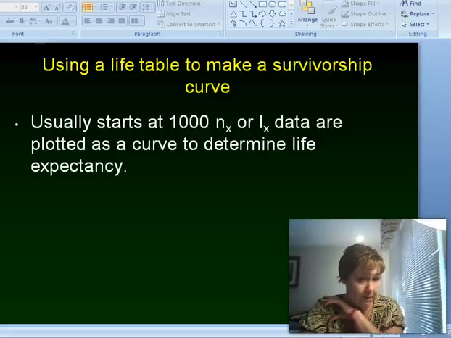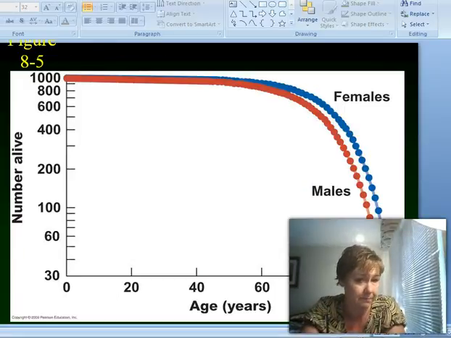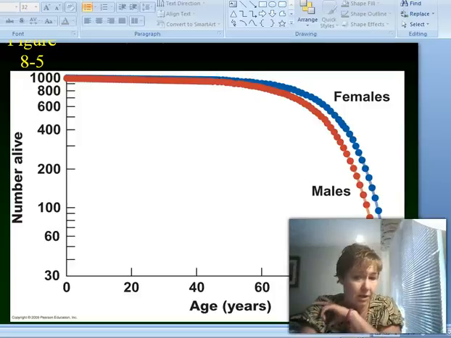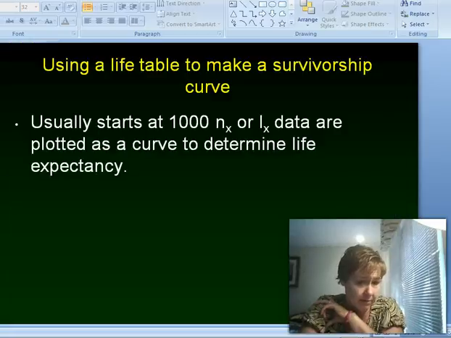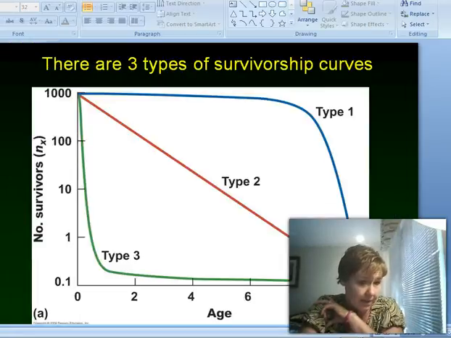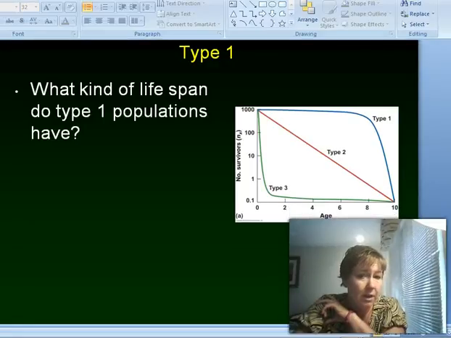You usually start a life table to make a survivorship curve. You usually start at 1,000 nx or lx data on a curve to determine life expectancy. See, you're starting at 1,000 numbers alive, not 1,000 years. Nobody lives 1,000 years. Okay, do you see how we did that? Again, we'll go over this in class. I just want you to have some idea of the things plotted, okay?